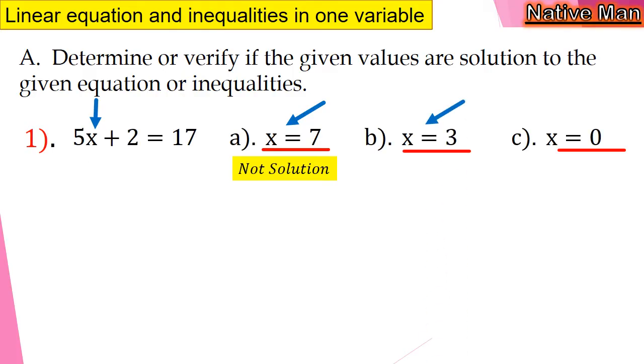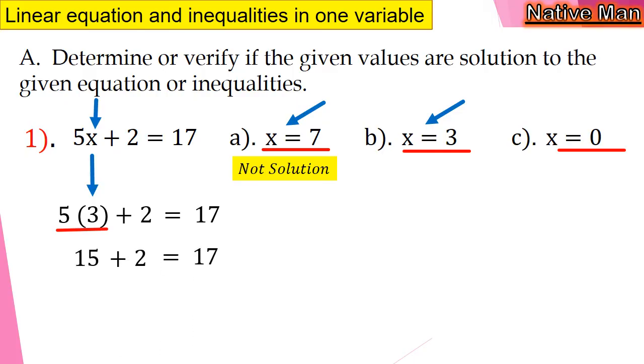Okay, so how about letter B? x is equal to 3. Let's try if it is a solution or not. Again, we just substitute. So 5, then the variable x, which is 3. So 5 times 3 plus 2 is equal to 17. We don't change anything there, we just substitute the value of the variable, and then simplify. Again, multiply first. 5 times 3 is 15 plus 2 is equal to 17. Then add, 15 plus 2 is 17 is equal to 17. Is it true that 17 is equal to 17? Yes, it's true. Since it's true, x is equal to 3 is a solution.